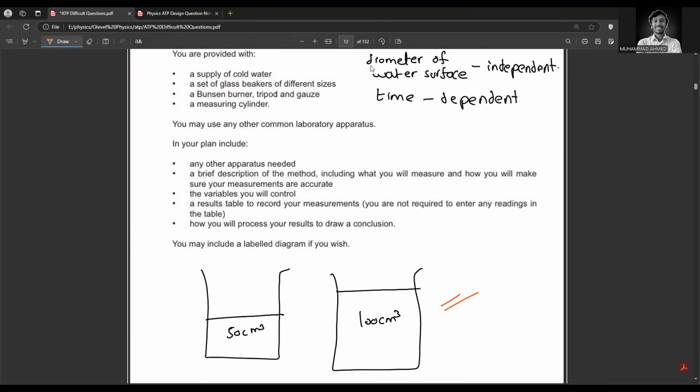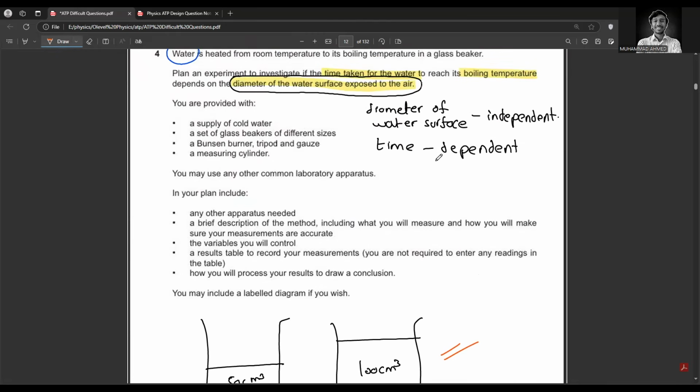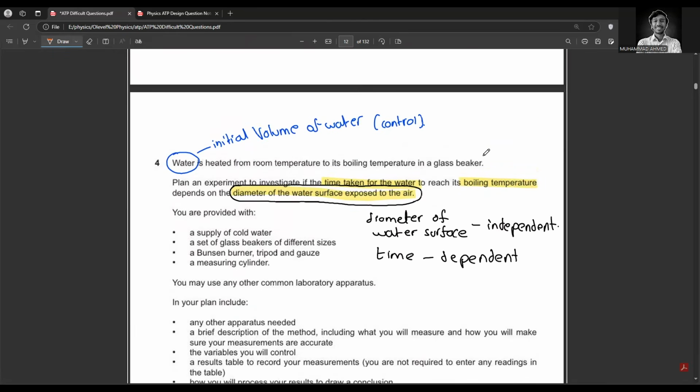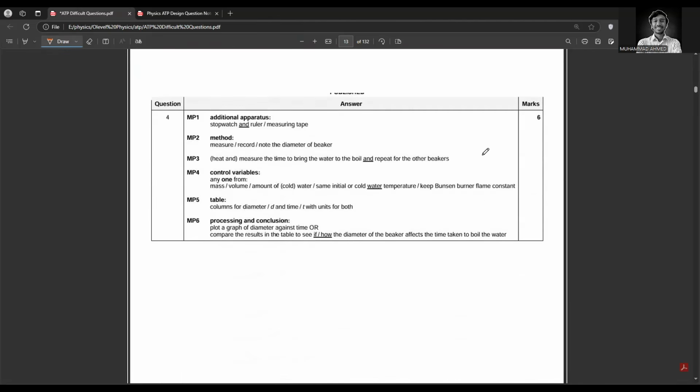So the volume of water also affects the time taken for the water to reach boiling point. Hence, the initial volume of water will be your control variable in this experiment. You can check this in the marking scheme as well. Volume of water, mass of water is a control variable.